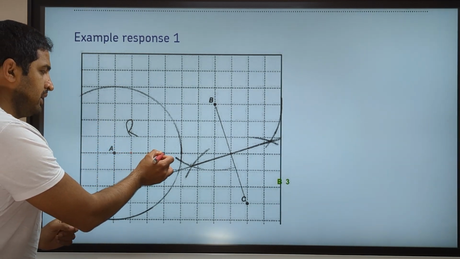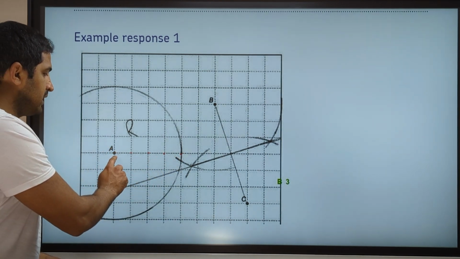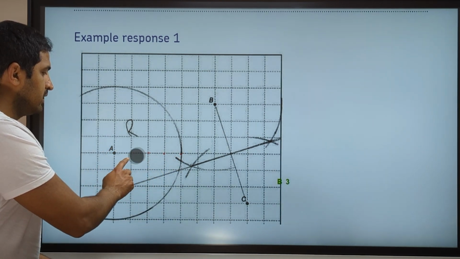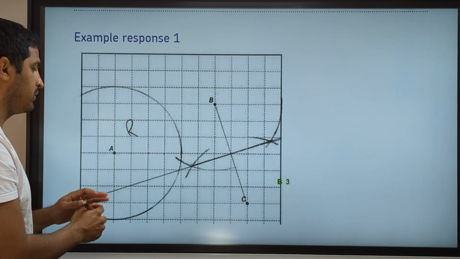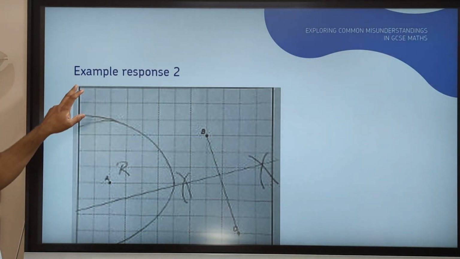Another quick tip here. These gaps are generally drawn on a 1 centimeter by 1 centimeter grid. This is what is generally given to you. This is a 1 centimeter by 1 centimeter grid.